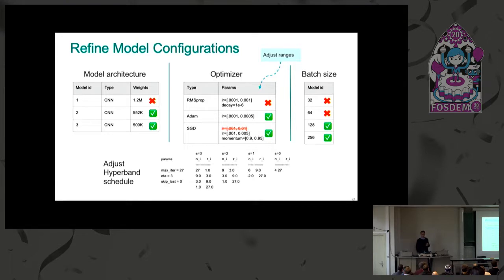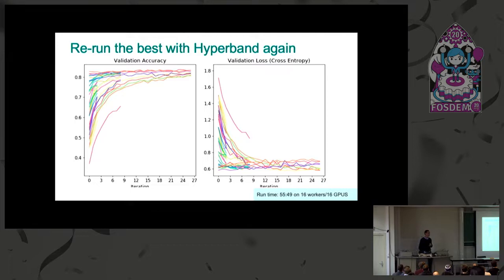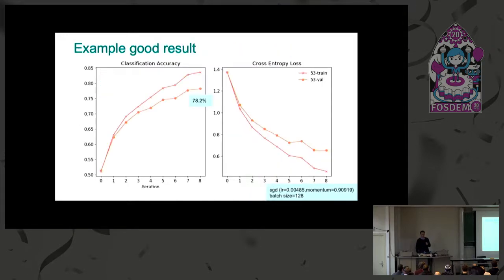So once you do that, you rerun and you get better models. And here you can see they're in the order of 80% or so. Here's an example of a model from here with close to 80% accuracy, but very little overfitting.